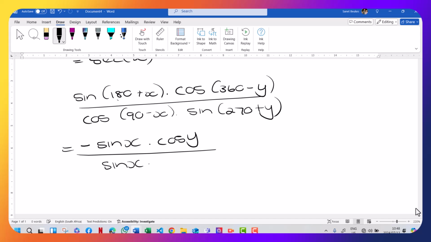Then I'm going to have sine 270 plus y. 270 plus y means quadrant number 4. It is negative in quadrant number 4. And because we're using the 270, it changes to cos y. So if I have to simplify, ladies and gentlemen, I will just do this. And my answer is equal to 1.